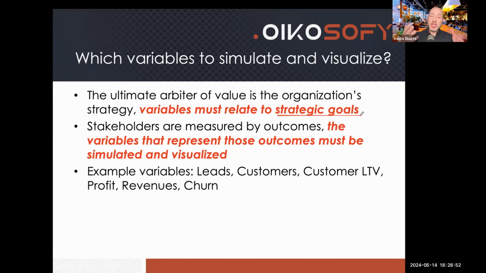But they can have an impact, just like simulation can, in helping you formalize and be crystal clear about what your strategic goals are. So in simulation, we talk about that, and we talk about what variables, given the strategic goals, represent value, because those are the only ones that we want to simulate and visualize. Here are example variables that matter at portfolio level. We can talk about how many leads we get from a particular product or investment, the customers, the lifetime value of a customer, the profit itself, revenues, churn. These are variables that we care about.